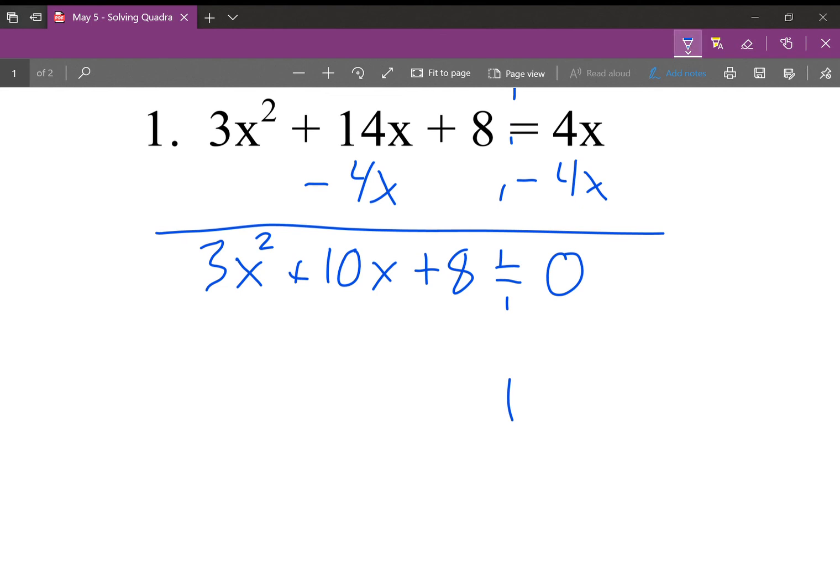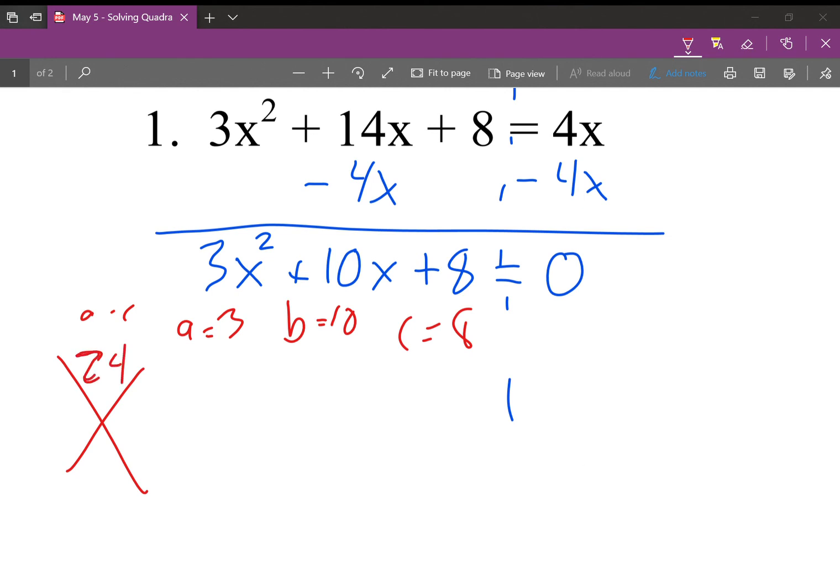So all the rest of this stuff, hopefully by now you're pretty used to, right? We have A equals 3, B equals 10, C equals 8. Since A is not 1, we know we're going to need the X and the box. So our X with our A times C at the top, 3 times 8 is 24. So we need two numbers that multiply to make 24, and B on the bottom is 10, so they need to add to make 10, and the numbers that do that are going to be 4 and 6, right? 4 times 6 is 24, 4 plus 6 is 10, so we've met our criteria.